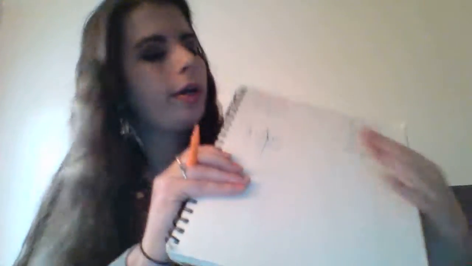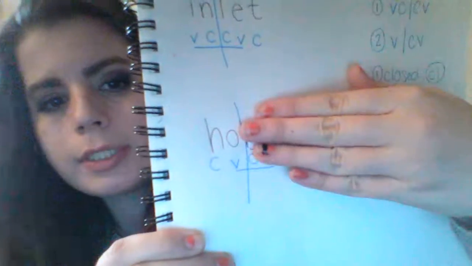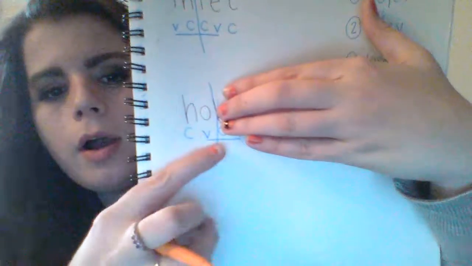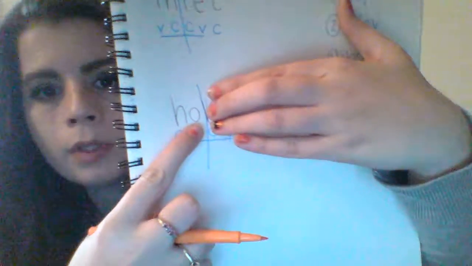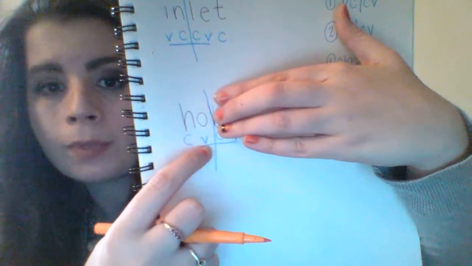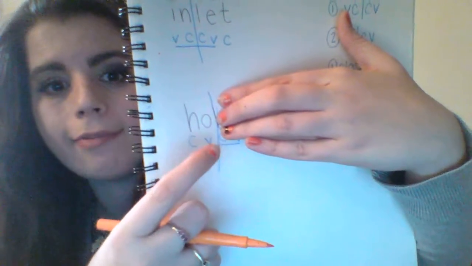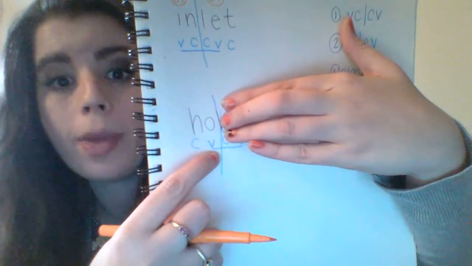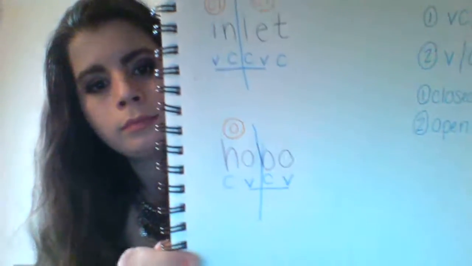Next step is labeling our syllables. So when we look at this, we're going to look at our first syllable. So just all the stuff before the line. Our syllable ends with an O. An O is a vowel. Therefore, if our syllable ends with a vowel, it is going to be open. So we will mark that right above it with an O and a circle.